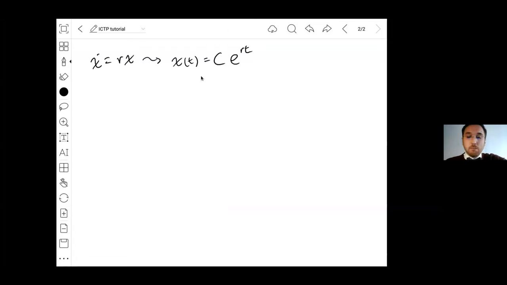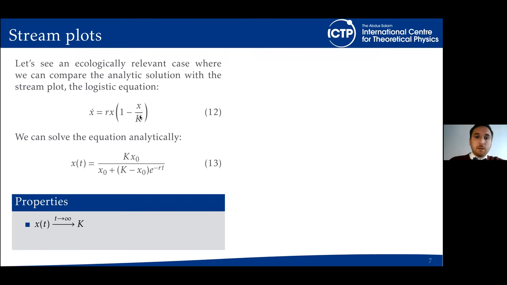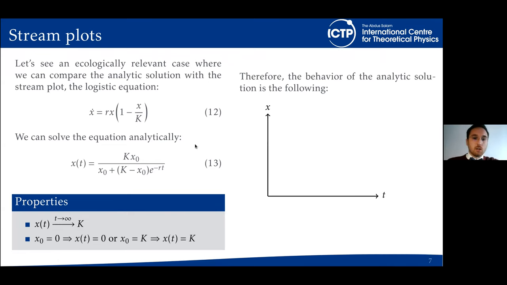The biological meaning of this other parameter is going to be clear in a few seconds. Basically, this is the maximum population that the system can sustain. Let me draw how the solutions are. If we start from x0 equal to zero, the solution is constantly equal to zero. This is a trivial case because it describes a system with no population.